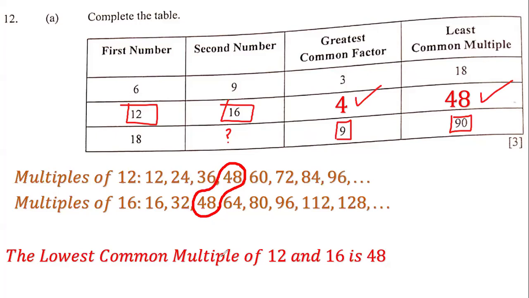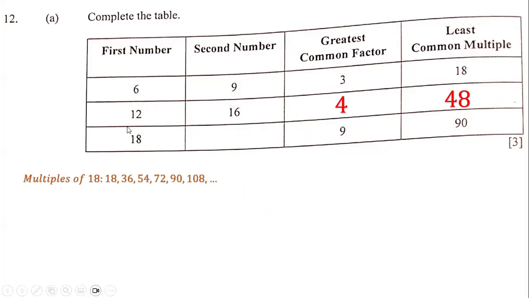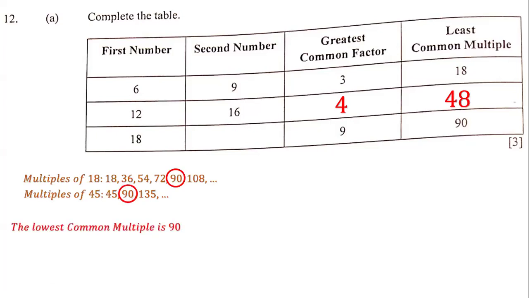All right, so let's check it. Let's list the multiples of 18. What are multiples of 18? Multiples of 18 are 18, 36, 54, 72, 90, 108, and the list goes on, right? What are multiples of 45? 45, 90, and 135. Very good. So what is the lowest common multiple? 90. So the lowest common multiple of 18 and 45 is 90.